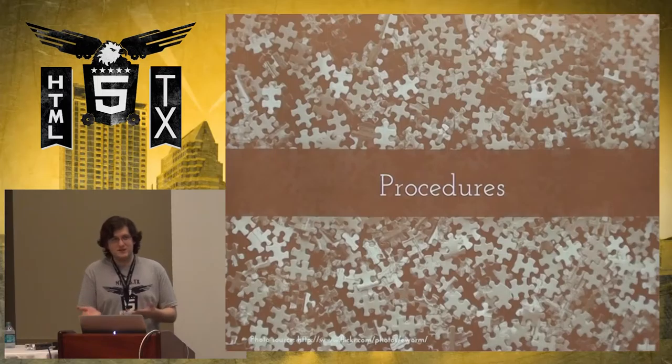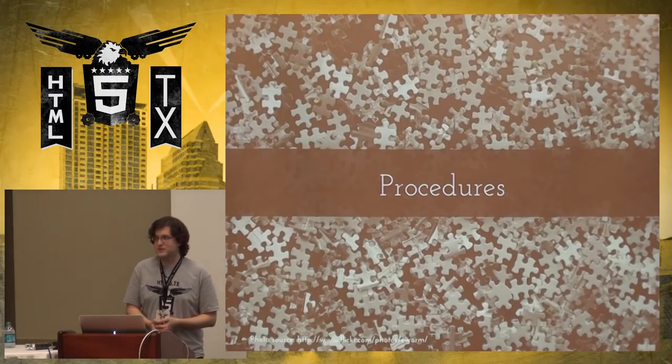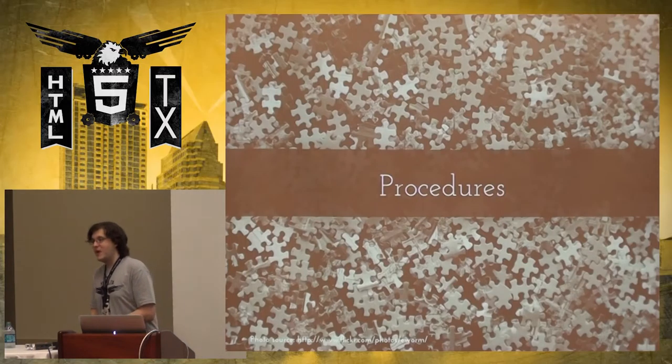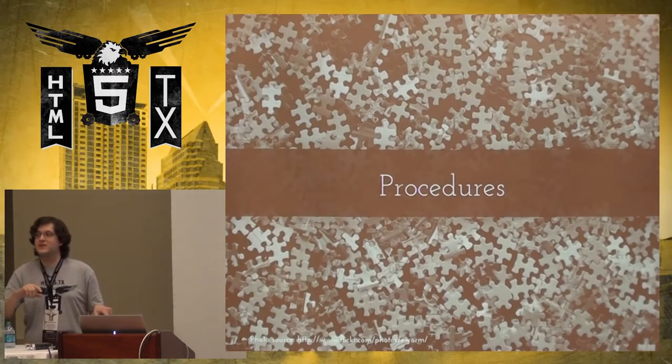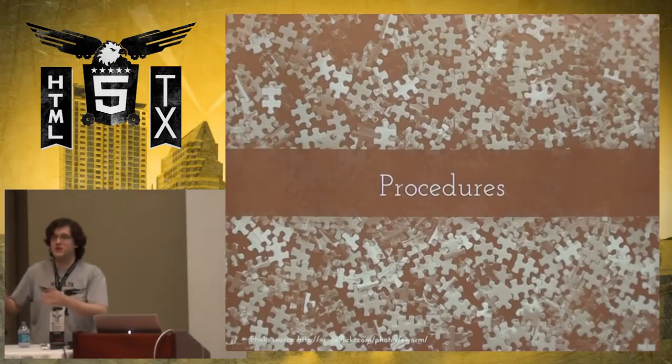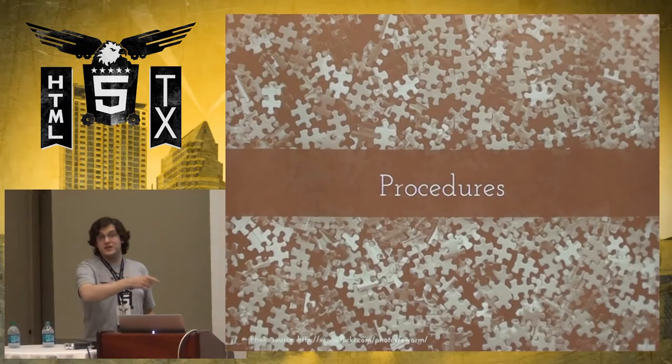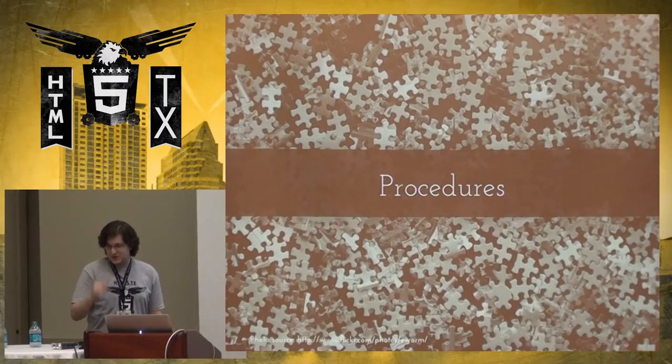Anybody want to take a guess at what one or two might be? All right, find the corners and edges first. Maybe before that, what might happen before that? You just get a new puzzle from the store, dump it out on the table. Put all the colors together. That's a great one. Make sure they're all face up.